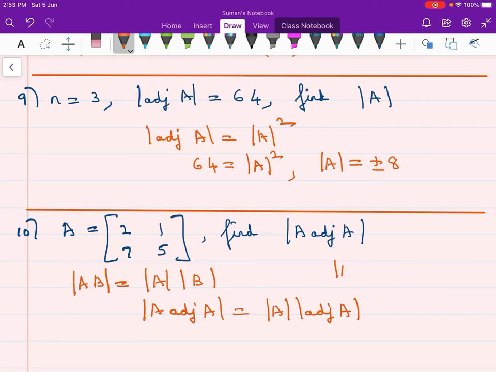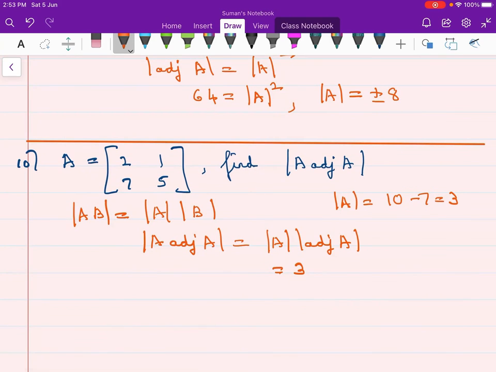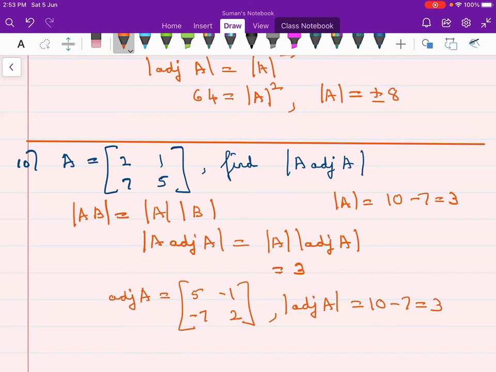Now what would be determinant of A? It would be 10 minus 7, which is 3. So this would be equal to 3. And now what would be adjoint of A? If you have to calculate adjoint of A, interchange the primary diagonal 5 2, change the sign for the other diagonal, minus 1 minus 7. So determinant of adjoint of A would be 10 minus 7, which is still 3. So substituting here, we get it as 3 into 3, which is 9. So determinant of A into adjoint of A is 9.